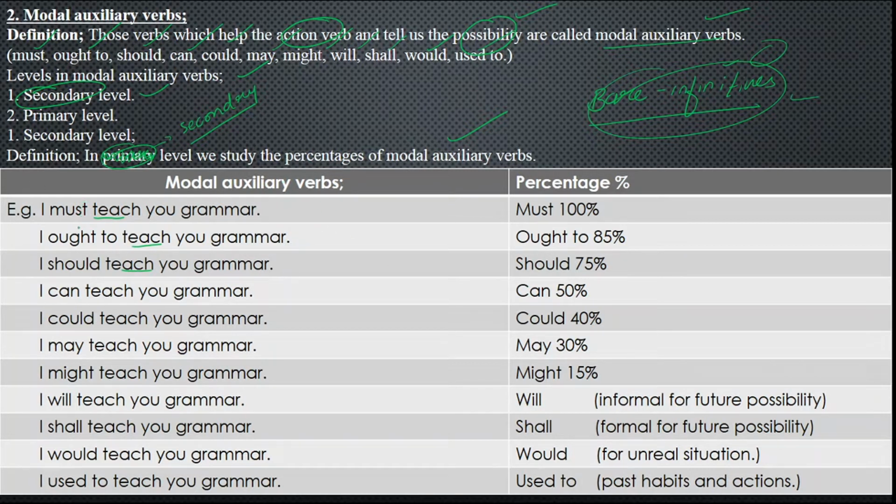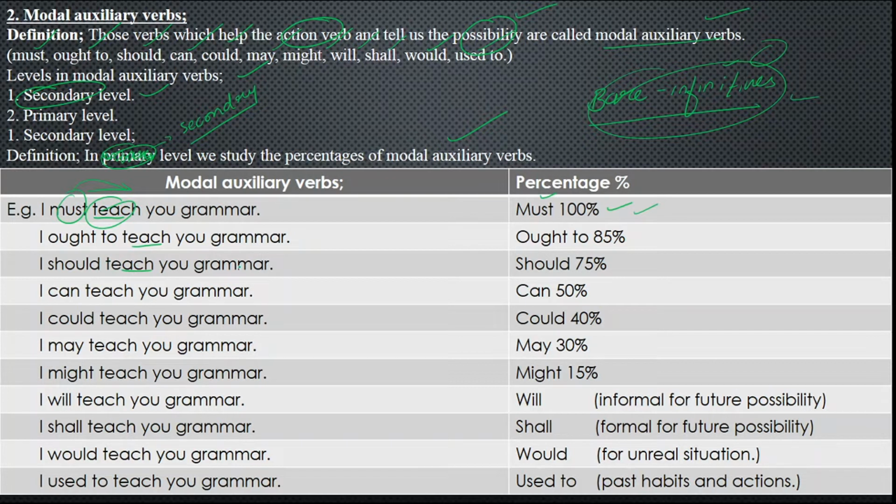I say, I must teach you grammar. Now, must is your modal auxiliary verb helping the action verb teach and telling you the percentage, that this work is to be done by me 100%. Why? I must teach you grammar because you are going to compose an essay or a paragraph for your writing, so you must know the rules and regulations. So I say, I must teach you grammar. It means this work is to be done 100%.